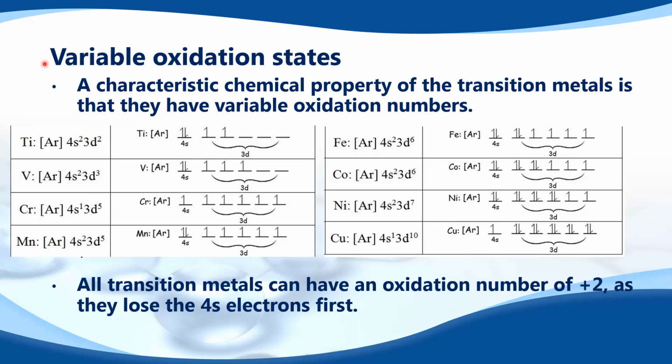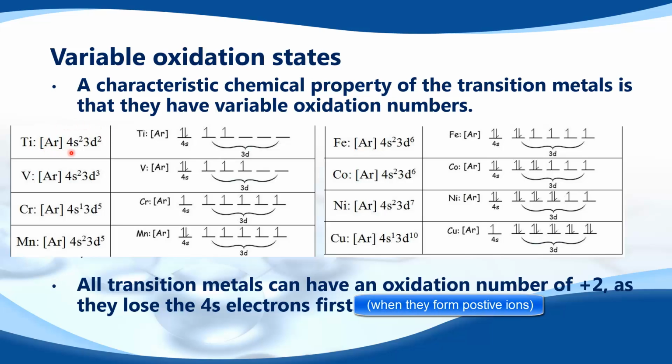Variable oxidation states of the transition metals. A characteristic chemical property of the transition metals is that they have variable oxidation numbers or oxidation states. All transition metals can have an oxidation number of +2 as they lose the 4s electrons first.